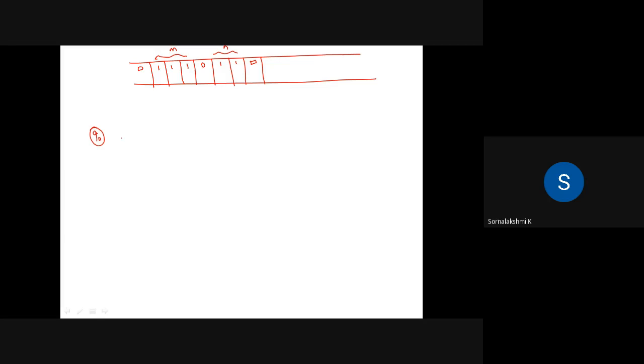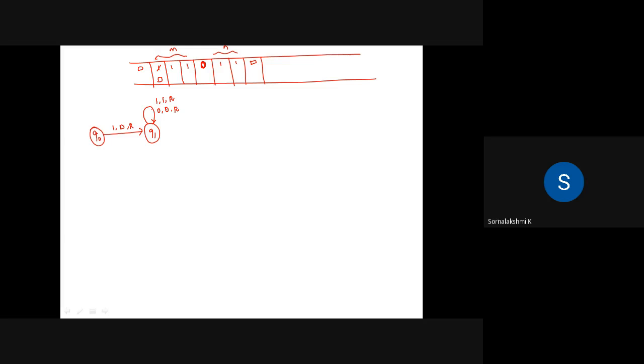Q naught, when it sees a 1, what happens? It replaces this 1 with a blank, right? Keep moving right. Go to the state Q1. Q1 sees a 1 or 0, I don't care. Go till I hit a blank. See a 1, replace it with 1, keep moving right. See a 0, replace it with 0, keep moving right. So this 0 was of importance. It will be of importance only at the final state. So I keep moving it.